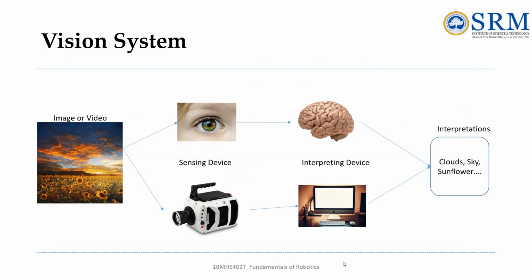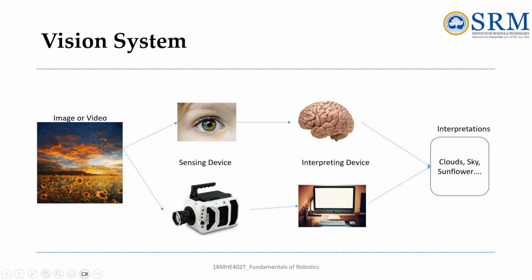Okay, so you could see in this picture, it'll capture image or video or objects, whatever is there. So sensing device for human is through eyes, and sensing device for robot is camera. Okay, and interpreting device is brain, and by interpreting that we will discover what objects or video we capture, everything will be interpreted. Okay, so here interpreting device for a robot is a computer.